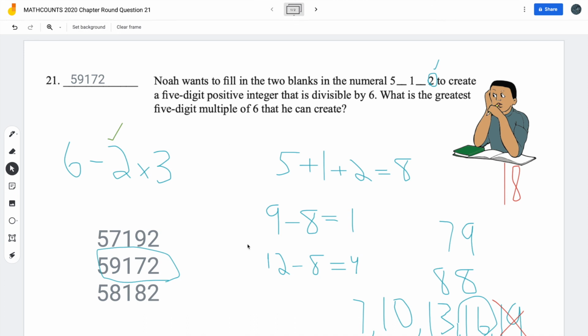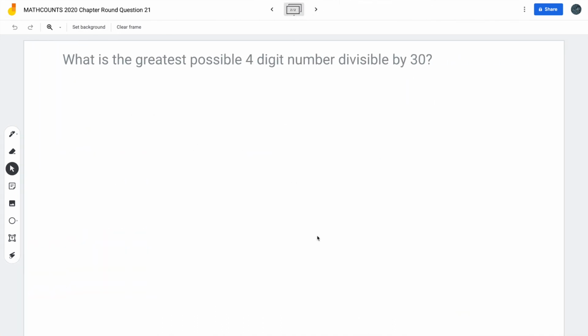Now for a challenge problem. Here it is. What is the greatest possible four-digit number divisible by 30? Answer in the comments below. The only hint I'll give you is that 30 is 2 times 3 times 5, or 6 times 5, or 2 times 15. So you can use the strategy we learned to just break it up.